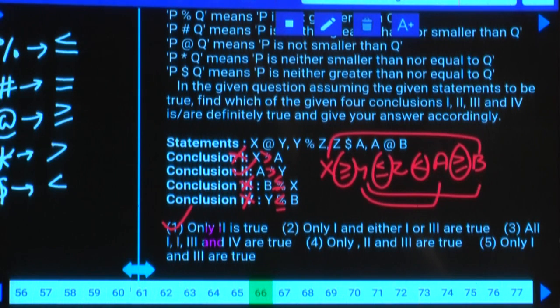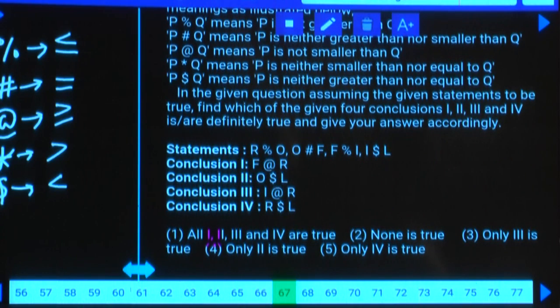Question number 66, it is choice 1. Then coming to question number 67, R percentage stands for R lesser than or equals to O. O hash means O equals to F, and F percentage means F lesser than or equals to I, and I dollar, I lesser than L.